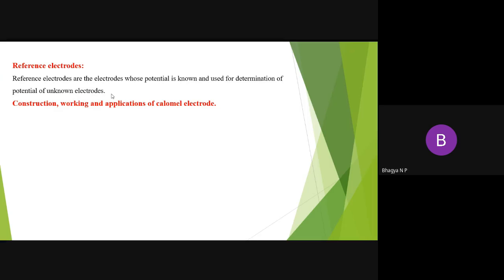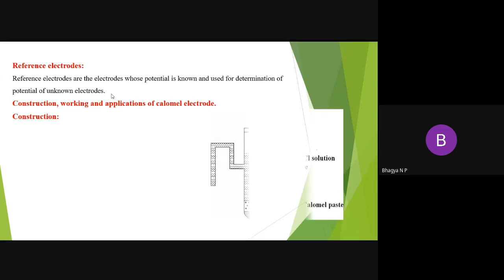So first let us start with the construction. What is meant by construction? What all are you supposed to cover in this construction part? Whenever you hear the construction of any electrode or any cell, the first thing you should do is write a neat diagram with proper labeling, followed by an explanation of the neat diagram in words that gives the construction of that respective electrode or cell. So let us start with the calomel electrode.